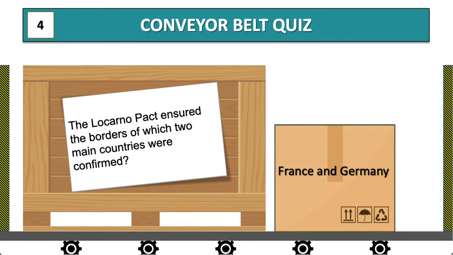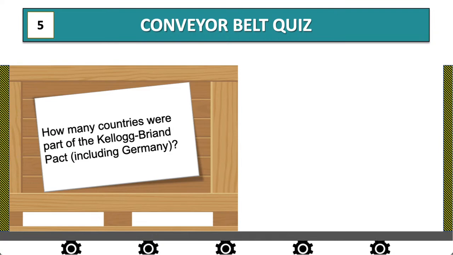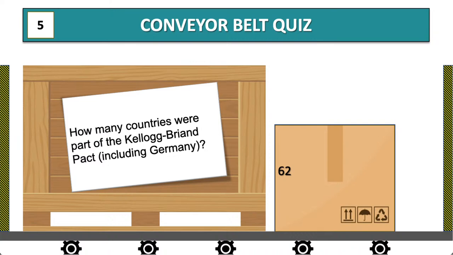Okay, next question, please. How many countries were part of the Kellogg-Briand Pact? Now, I've seen a lot of answers in various books and websites, but 62, including Germany. That's the one that I normally use. It's the one that's in sort of the official textbook, if you like. So 62 countries involved, which gives you an idea how Germany is becoming a big player on the international scene now.